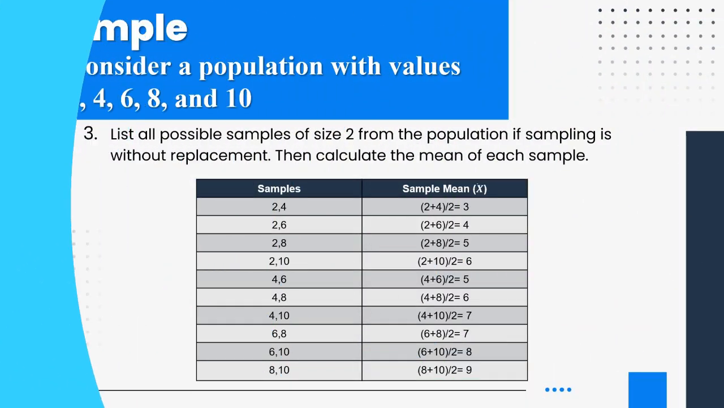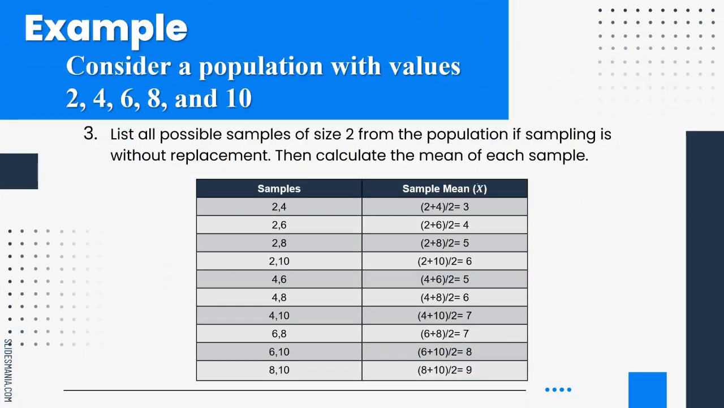samples. Let us list all possible samples of size 2 from the population if the sampling is without replacement. Then calculate the mean of each sample. We have 2 columns in our table, that is our samples, the 2 and 4, 2 and 6, 2 and 8, 2 and 10, 4 and 6, 4 and 8, 4 and 10, 6 and 8, 6 and 10, and 8 and 10.